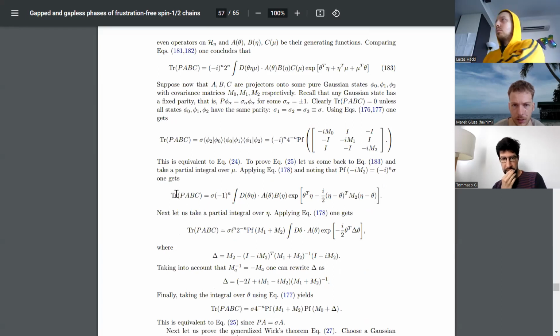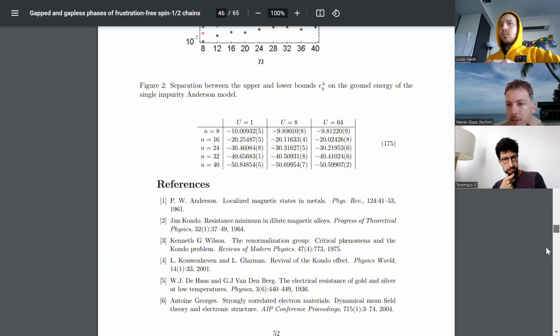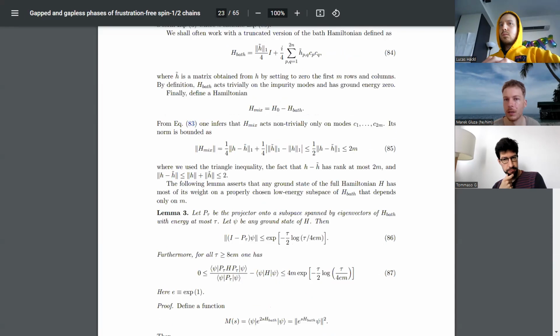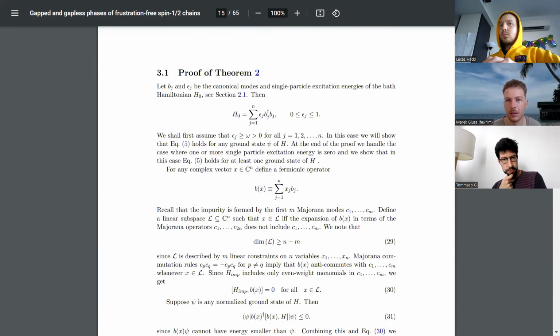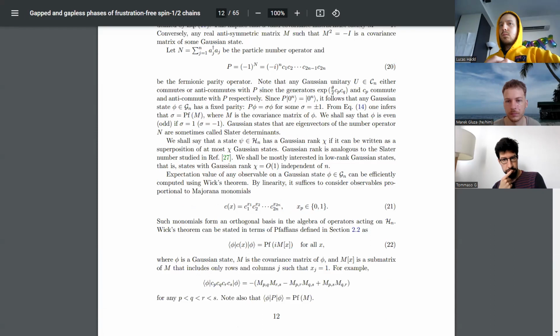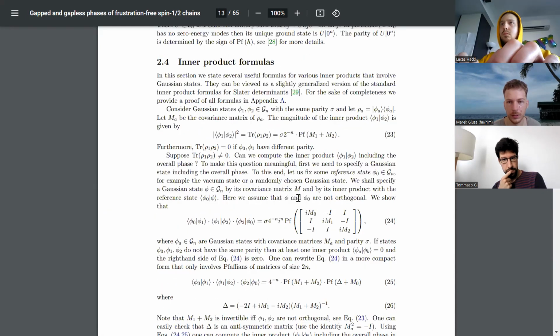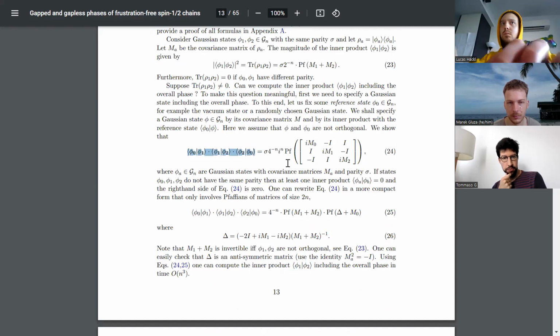So, okay. When A, B, C are projectors, we get this expression here. And this is equation 24 from the main text. Okay, so let me see about equation 24. So this is this chain of fidelities here. All of them together are this fixed phase here.